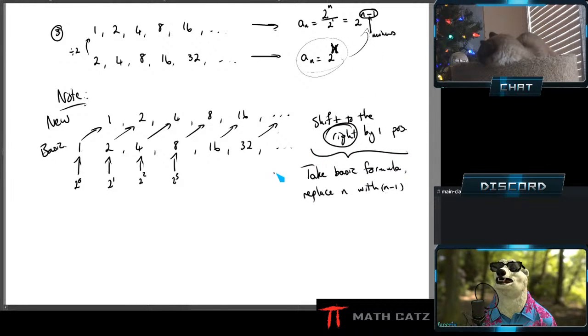So there are fancier transformations that we sometimes can't get around. This time we had an option. We won't have an option every time. So if it replaces n with n minus 2, I shift to the right by 2 positions. If it replaces n with n plus 1, I shift to the left by 1 position.